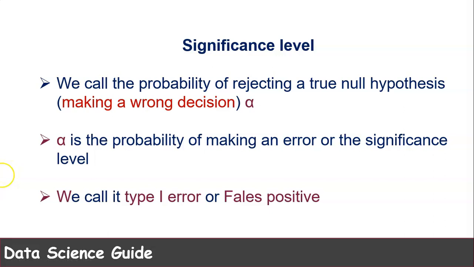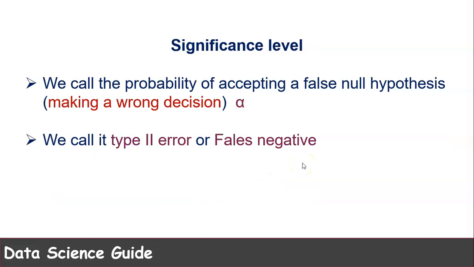Welcome everyone. So we have something also in testing hypothesis, we call it significance level. We call the probability of rejecting a true null hypothesis, making a wrong decision, alpha. So alpha is the probability of making an error, or the significance level. And we call it type 1 error or false positive.